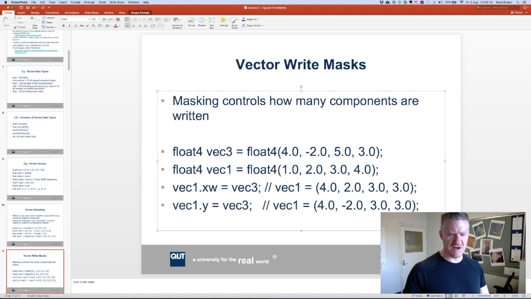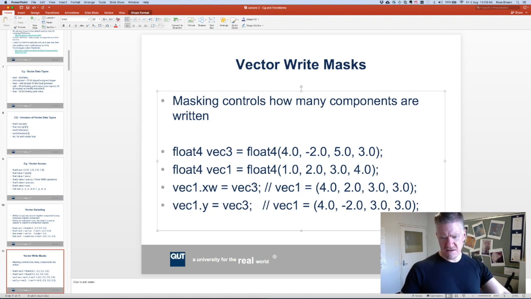So for these examples, we've got a couple of 4 element vectors, vector 3 and vector 1. And then I'll assign vector 3 to vector 1, but I'm only going to write to x and w. The rest are going to be left alone. So that means vector 1 only gets its first element and its fourth element written to. The middle two are ignored in that operation. Again, something very handy for linear algebra.